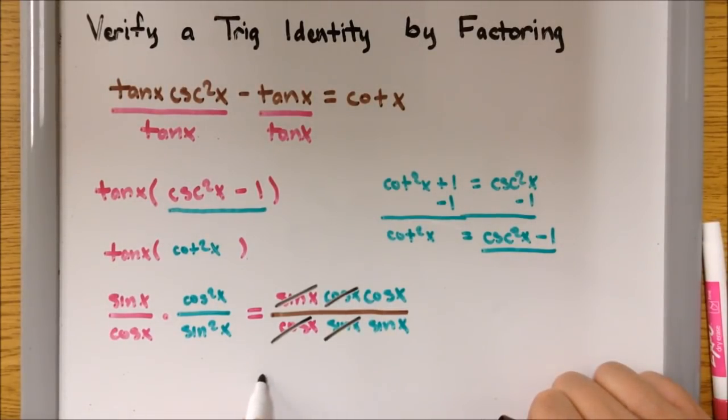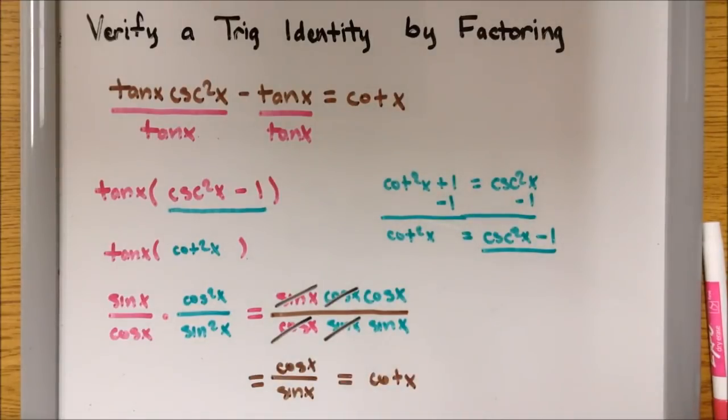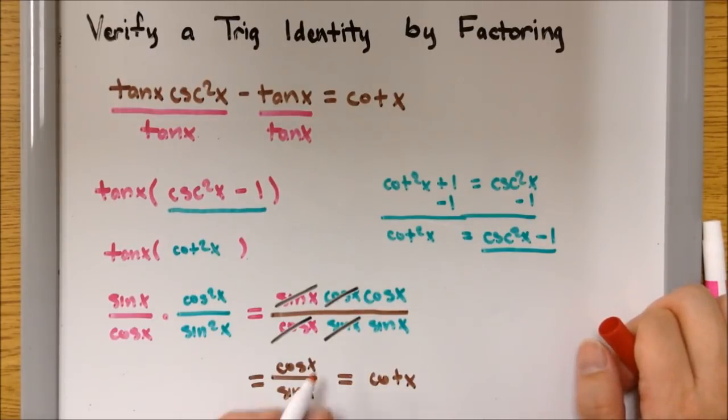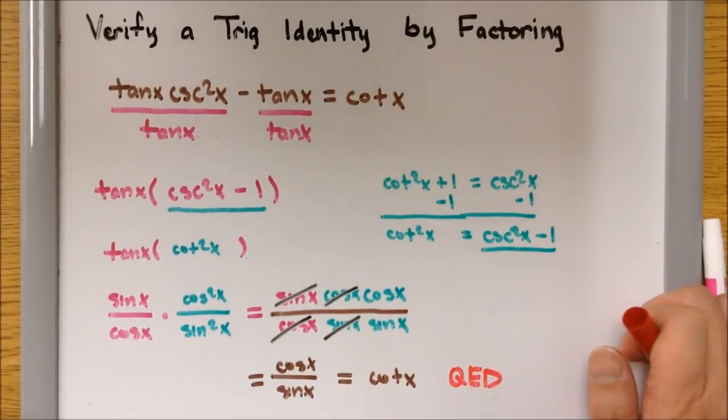is cosine of x over sine of x. Now, to make it simpler, we're going to apply the quotient identity, which becomes cotangent of x, which matches the right side. That means we're done. We did everything correctly and carefully, so everything should be good. Alright, QED, saying that we finished verifying.